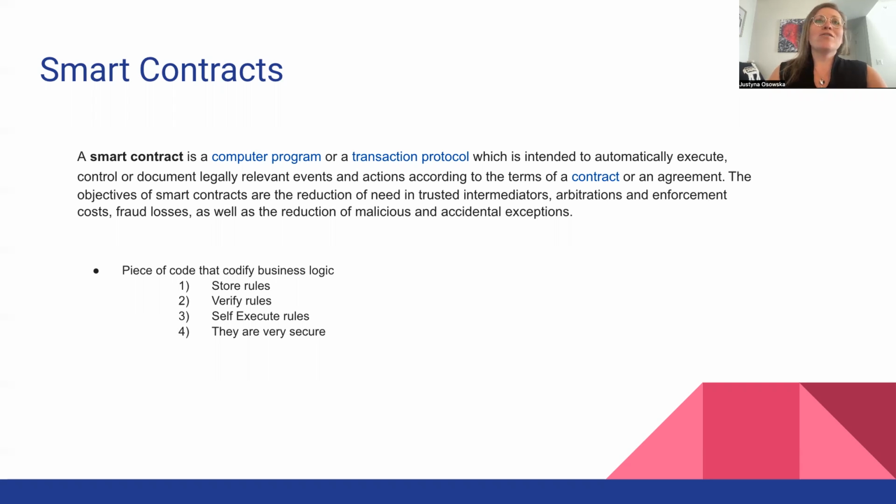Now that's a lot, so why don't I help you simplify it? What I see smart contracts as is a piece of code that codifies business logic, and it has several features. So it's not exactly a legal contract. It is code with business logic that stores rules, verifies rules, self-executes the rules, and is very secure. In addition to that, it is immutable. So once you write the code and the specifics of that code and business logic are fulfilled, the contract executes.